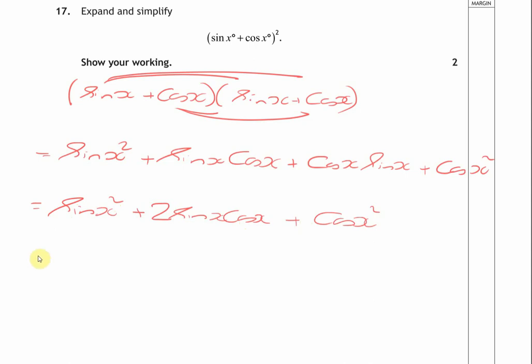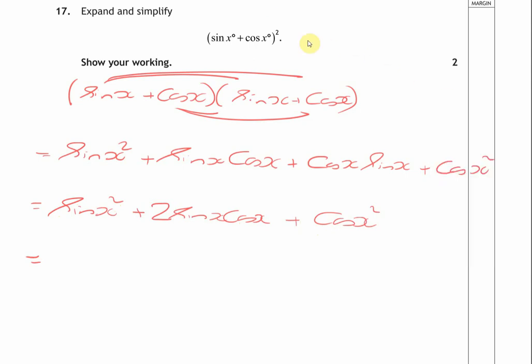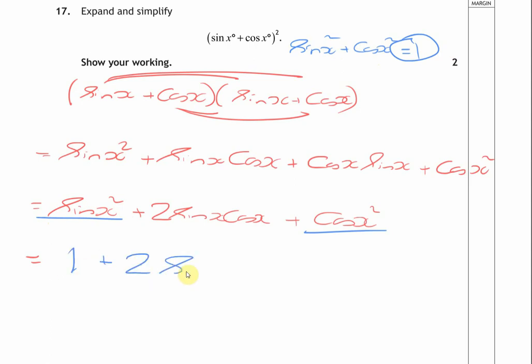Now, the final simplification comes from the knowledge that we know this relationship. And I'll write the relationship up here. That we know that sin x squared plus cos x squared will equal 1. So we know that we have sin x squared plus cos x squared. So for our final answer, we can replace both of these with 1. So the final answer becomes 1 plus 2 sin x cos x.